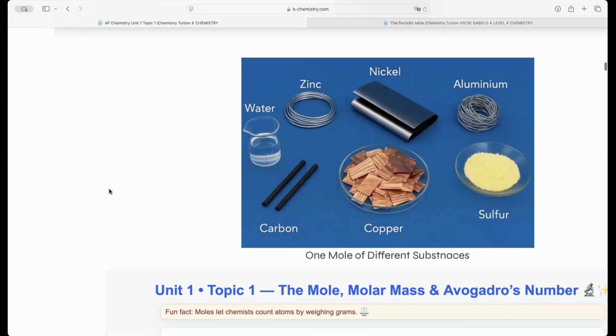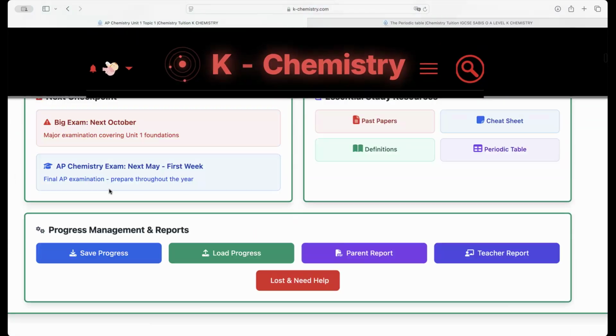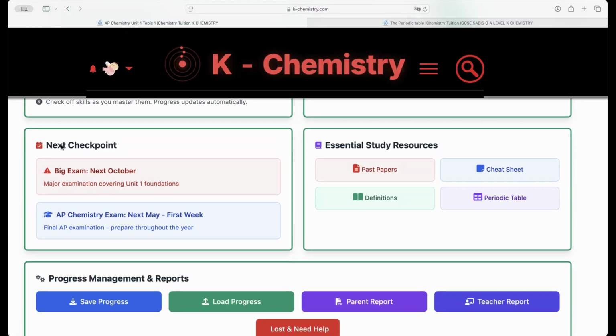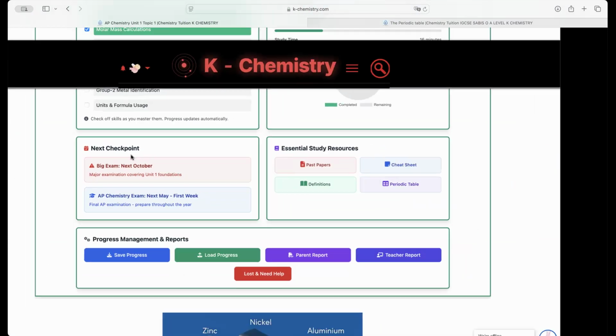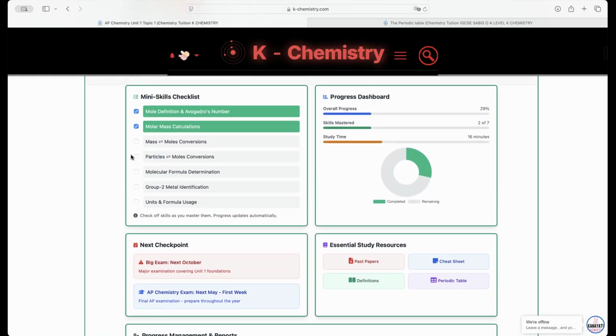So this is what's good about this system, that I can always know what I have finished and what I did not finish. The biggest problem most students have is that when I'm studying, I'm not very sure of myself. Did I finish? Is the topic done? Do I still need to answer more questions? So mole and definitions and Avogadro's number is done. Molar mass is done also. I am 29% done until now. And see you in the next video where we'll continue.